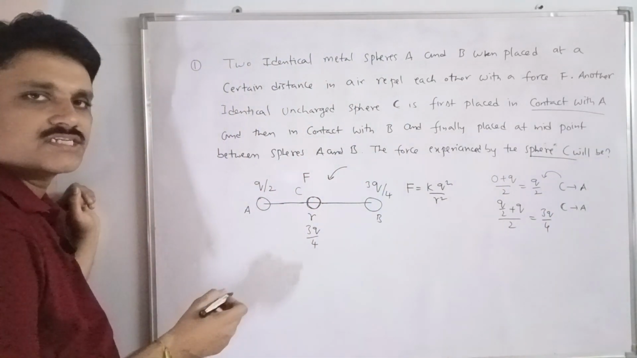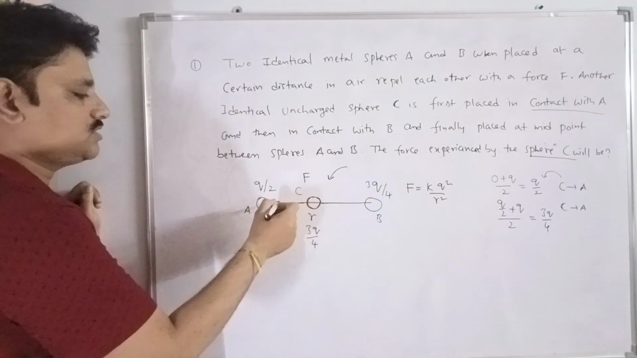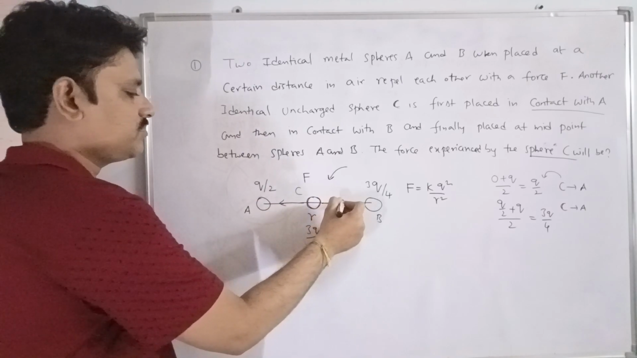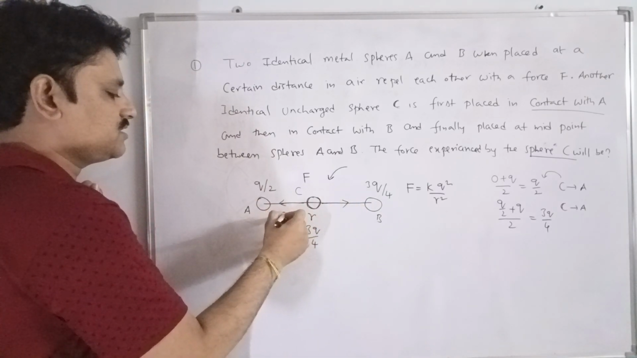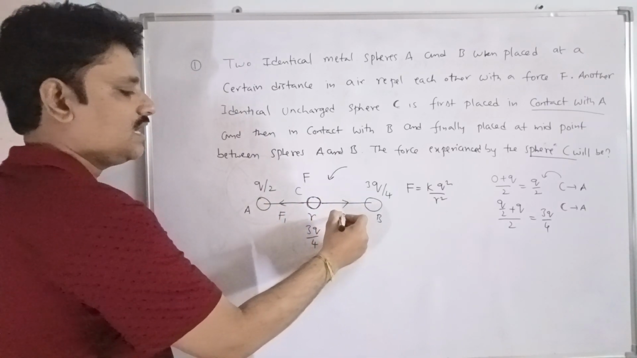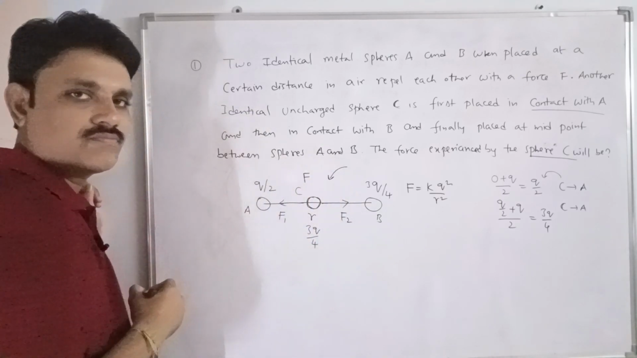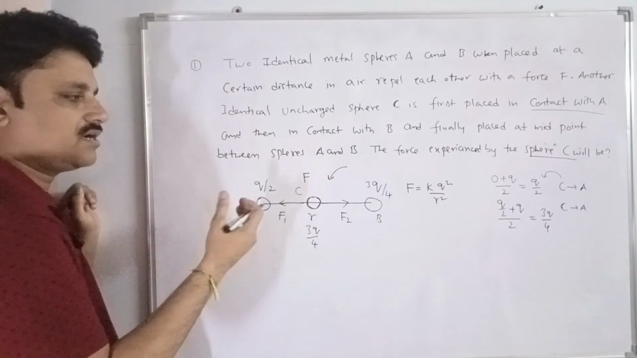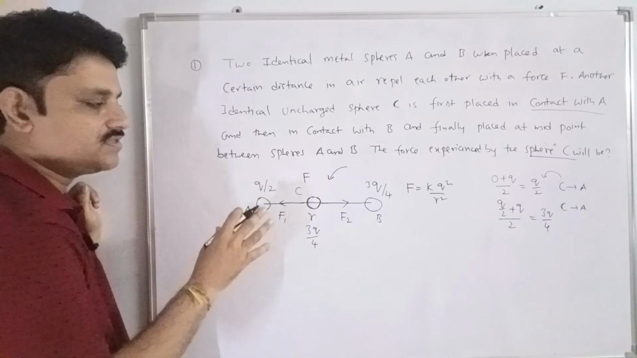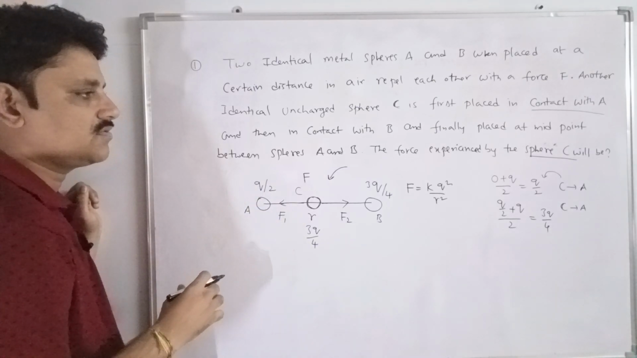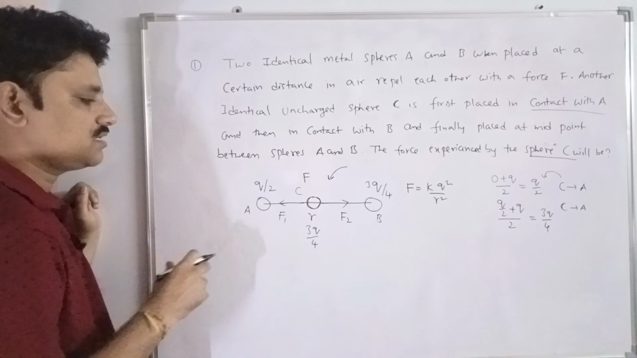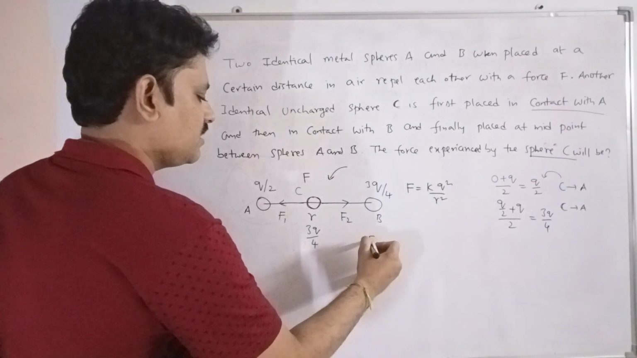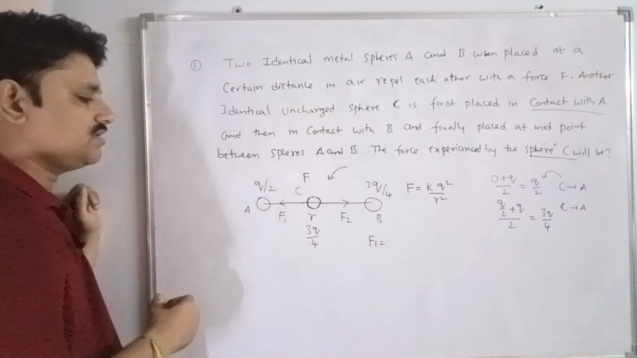So what is the force experienced by C? C repels A and C repels B. Suppose C repels A with a force F1 and C repels B with a force F2. If you calculate F1 and F2, the resultant of these two forces gives the final value. So initially, what is F1 here? F1 is the force acting between A and C.